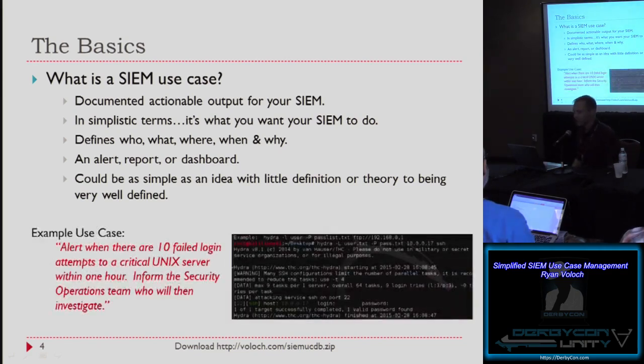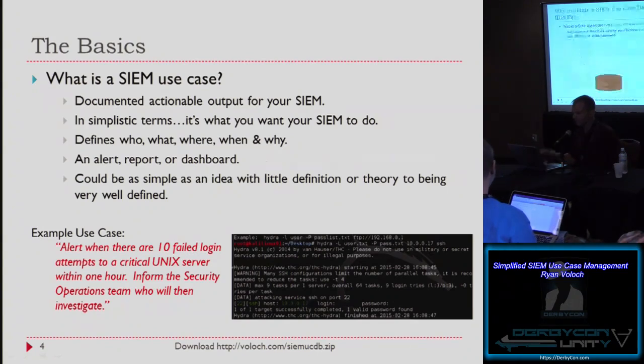We're going to go through an example use case. This use case is going to alert when there are over 10 failed logins on a critical Unix server, and then inform the SecOps team. It's going to be an alert. You see there's a picture of Hydra, and that's the type of attack, a password cracking attack, it's designed to alert on. This is very simple. I think everybody understands this use case, and we're going to walk through that.